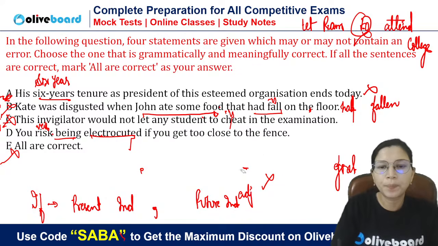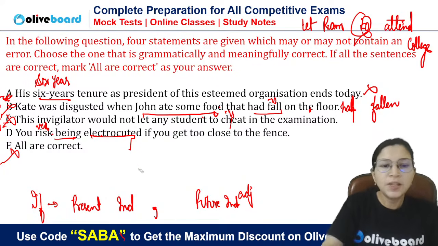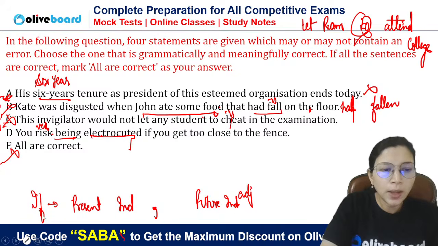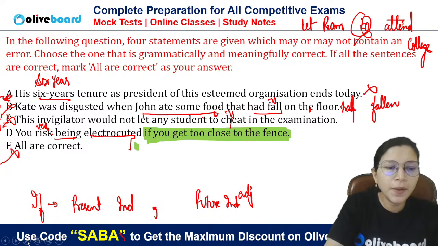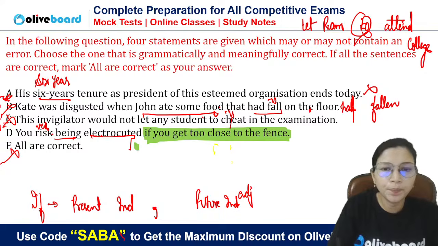Now listen to me. This part is subordinate clause. I'm highlighting this. If is a conjunction here. So we can say that this part is subordinate clause, right? It is already in present indefinite. There is no error in this part. It is already in present indefinite, simple present tense.